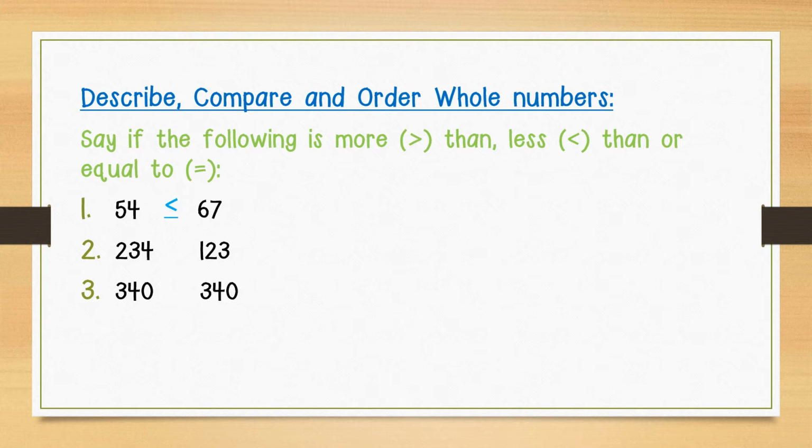Number 1, 54. Is it more than, less than, or equal to 67? It is. 54 is less than 67. Number 2, 234 is more than 123. 340, is it more than, less than, or equal to 340? It is equal to.